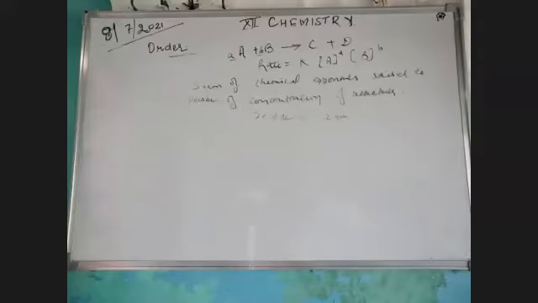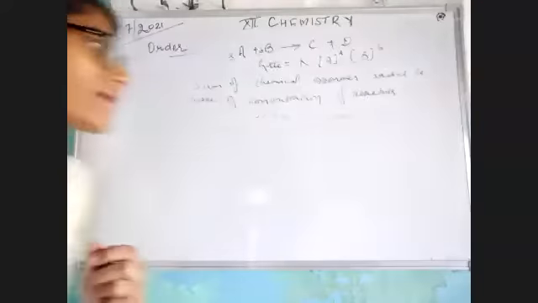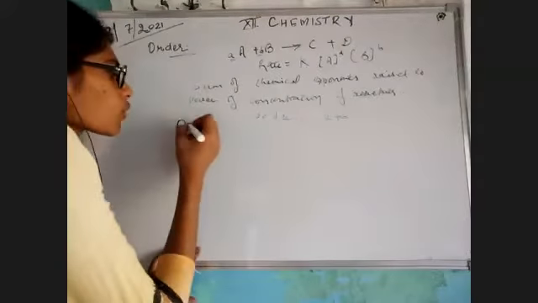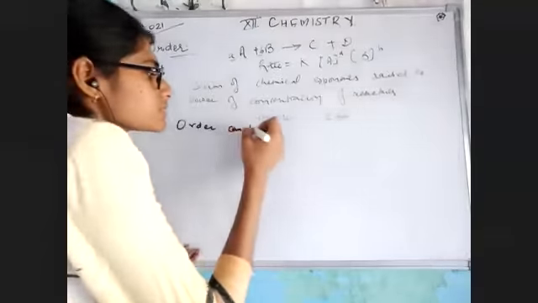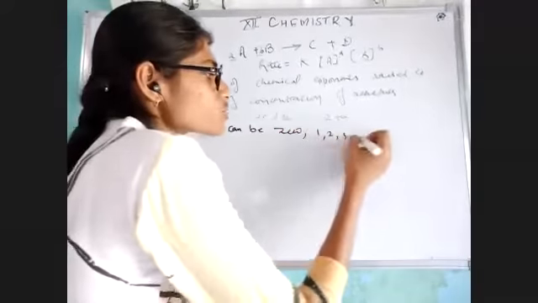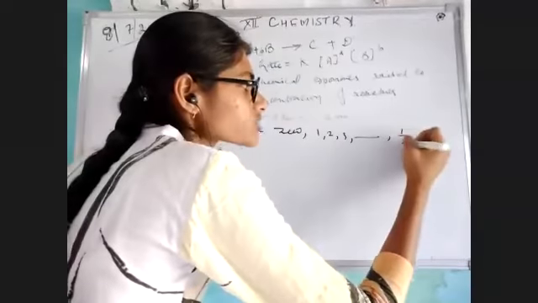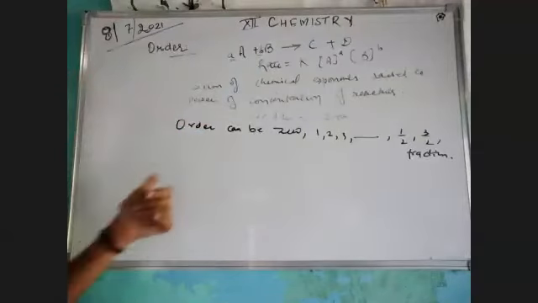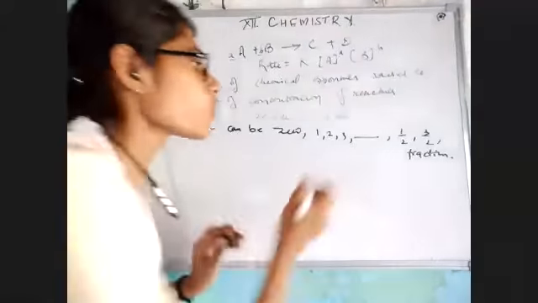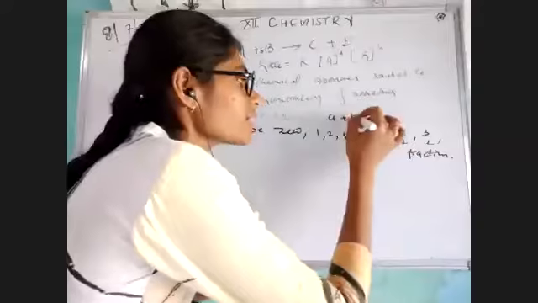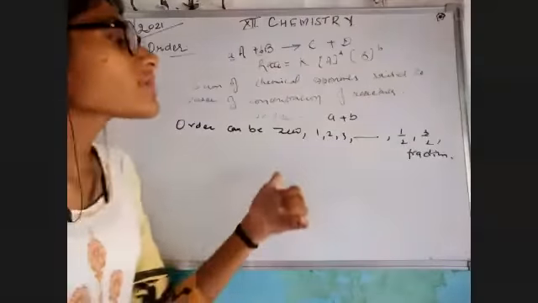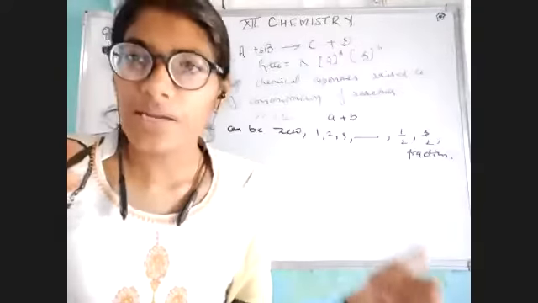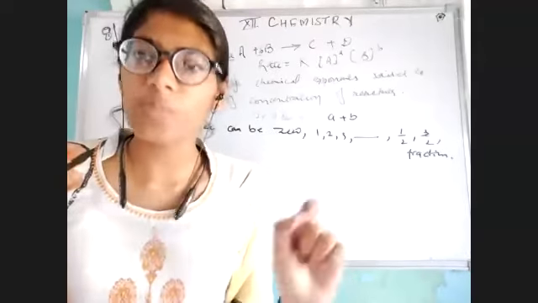Now the point here is that order is something very interesting. The best point about order is that it could be zero, it could be positive, it could even be a fraction. Order can be 0, 1, 2, 3, and so on, and even fractions like 1 by 2, 3 by 2, and many more. Order is something which is experimental in nature.